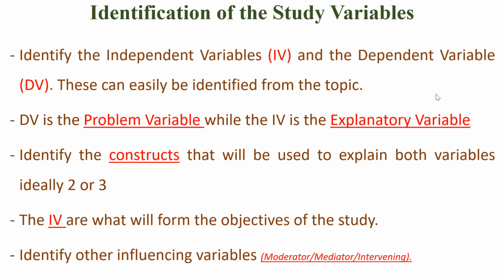Those are moderator variables, mediator variables, intervening variables, and so on, depending on what your study is about, and how the various variables are related. Then you'll be able to identify other influencing variables in your study. In master's level, it might not be really critical or mandatory, but at PhD level, it is important.